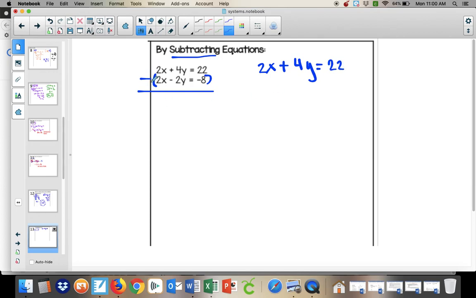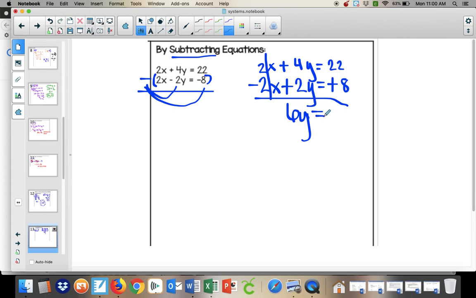And when I subtract the bottom, I take away 2x. I take away a negative. When you take away a negative, you're really adding. And I'm taking away another negative, which means again that I'm adding. Well, now I can cancel out my x's. This eliminates. 4 plus 2 is 6y. And 22 plus 8 is 30. So I divide out, and I get y equals 5.